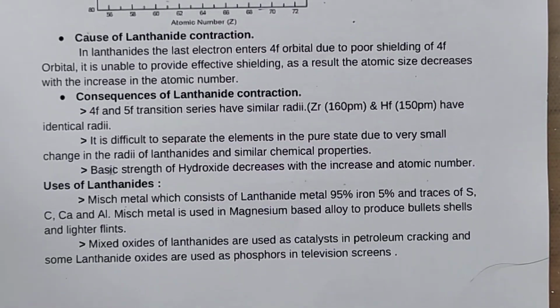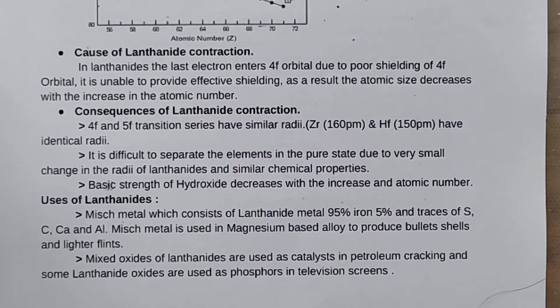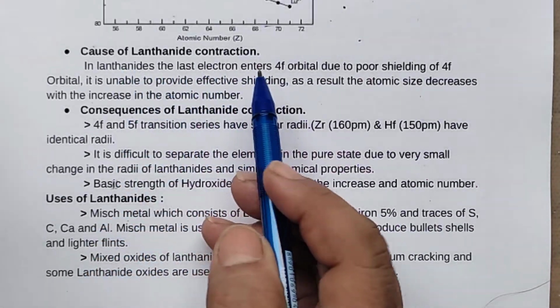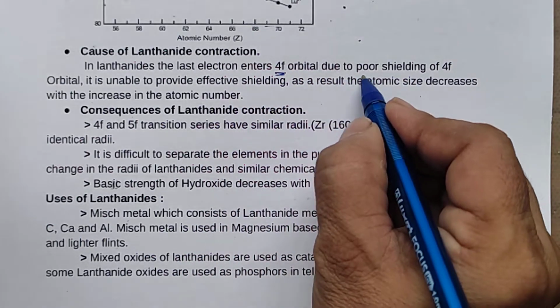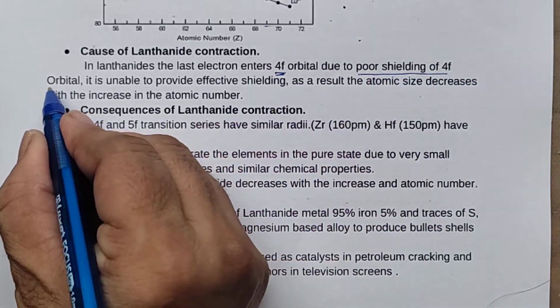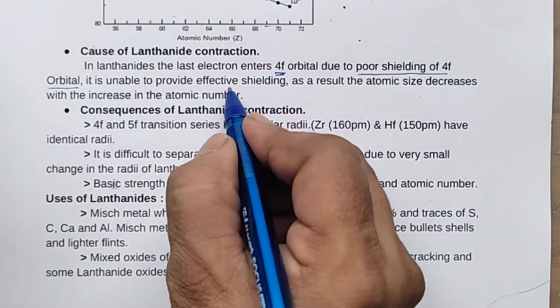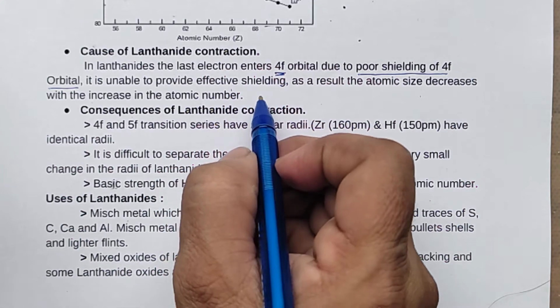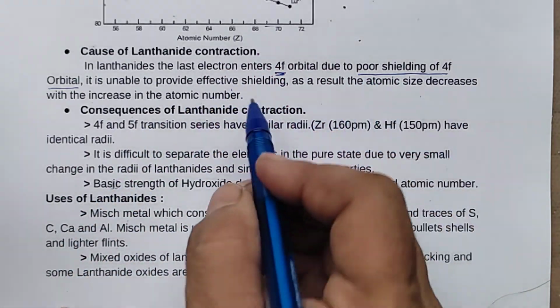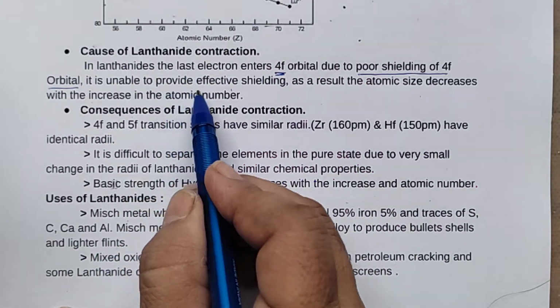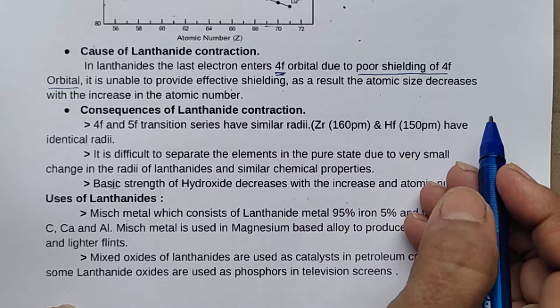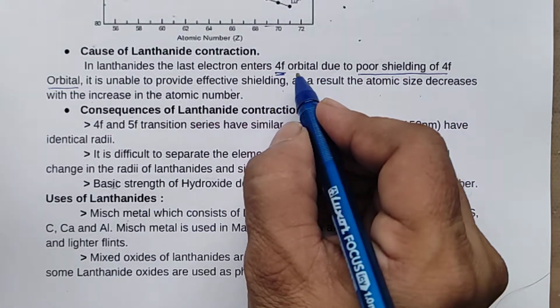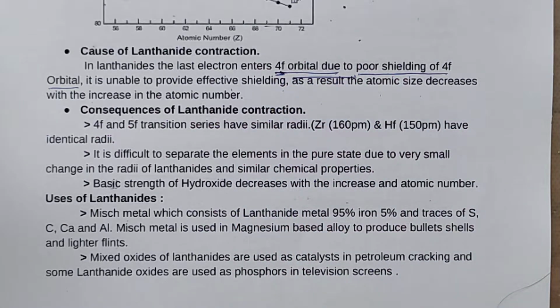This is the cause. Okay. Now, what is the cause saying here? The last electron in lanthanides is entering into the 4f orbital. And because of the poor shielding of this 4f orbital, it is not able to provide effective shielding. The f orbital has a complicated shape, so it is not able to provide effective shielding. Because of that, the atomic size decreases across the period with the increase in atomic number. So because of the poor shielding of the 4f orbital, in lanthanides the size decreases.